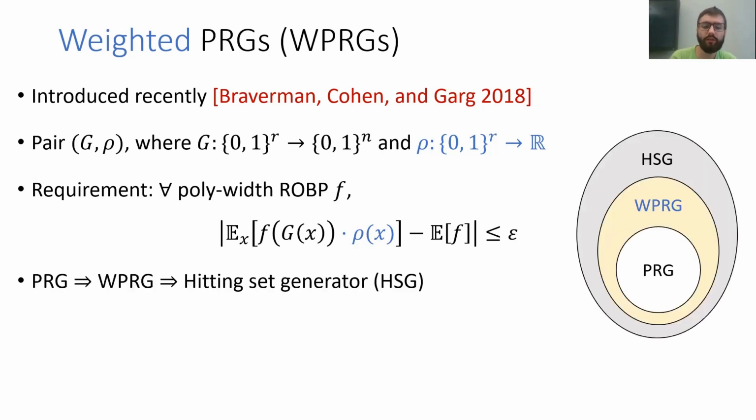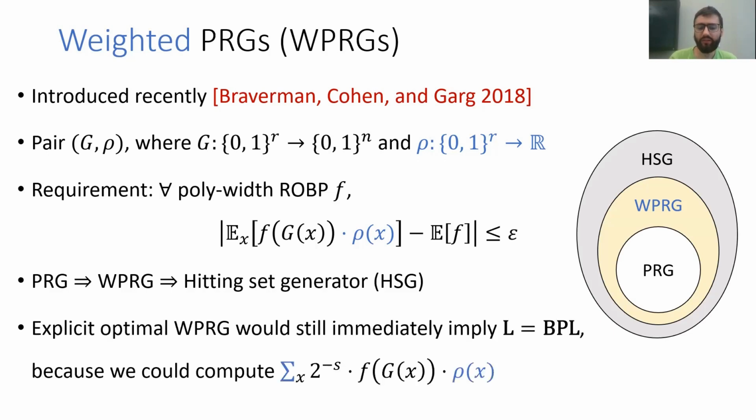One can show that weighted pseudorandom generators are intermediate between pseudorandom generators and another concept called hitting set generators, which is a standard one-sided version of a pseudorandom generator. If we could design an explicit optimal weighted pseudorandom generator for polynomial width read-once branching programs, then that would imply a full derandomization of space-bounded computation, just like if we had a true pseudorandom generator.